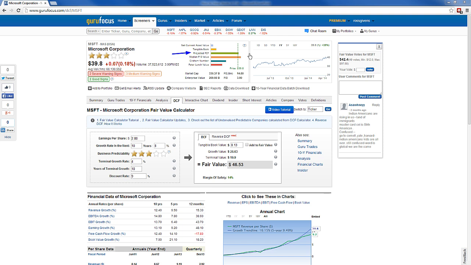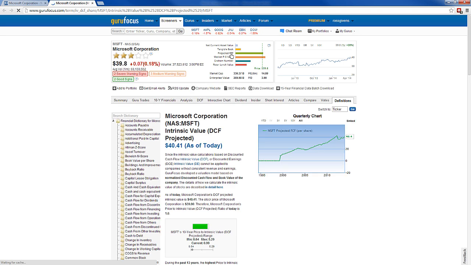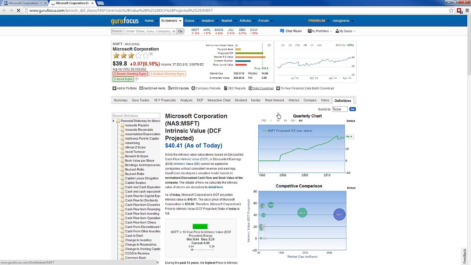We're seeing that in Microsoft's case, it's a little bit past the current price. So projected free cash flow is probably going to be, what, 40, 42, something like that. When we hover over it, we see it's $40.41. And if you click on that, this is a new feature, it's going to take you to this page and break it down for you.